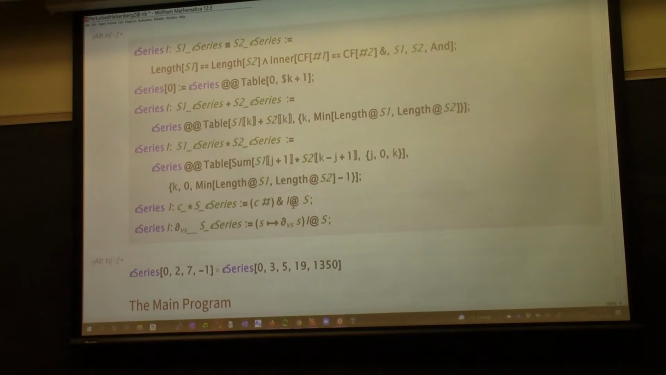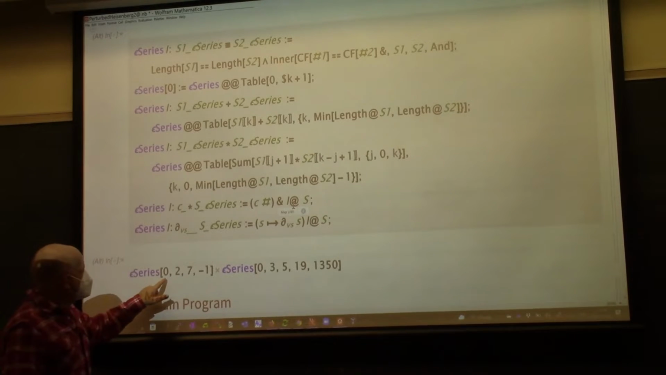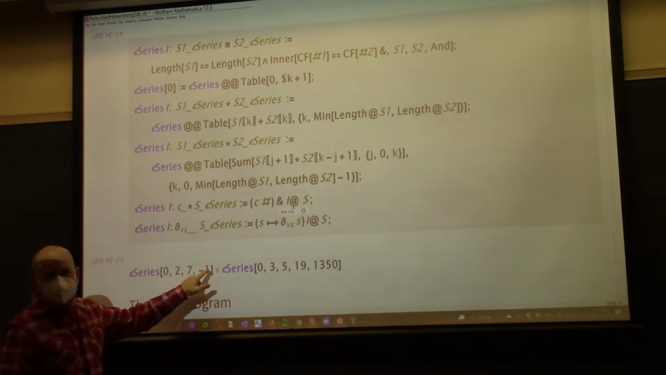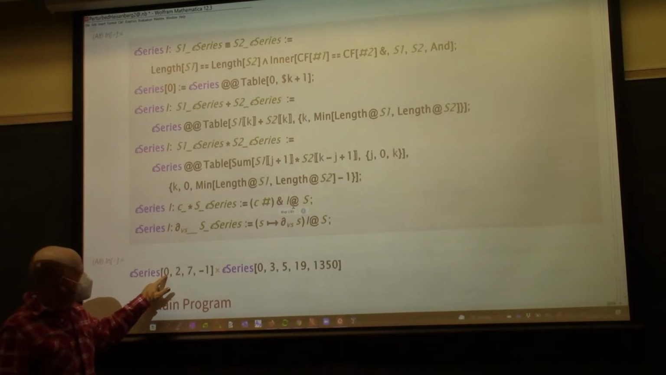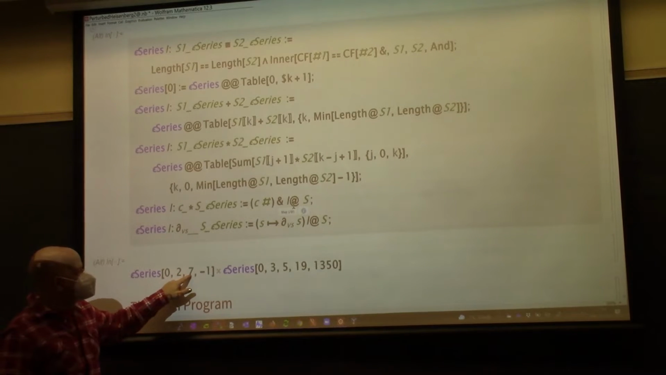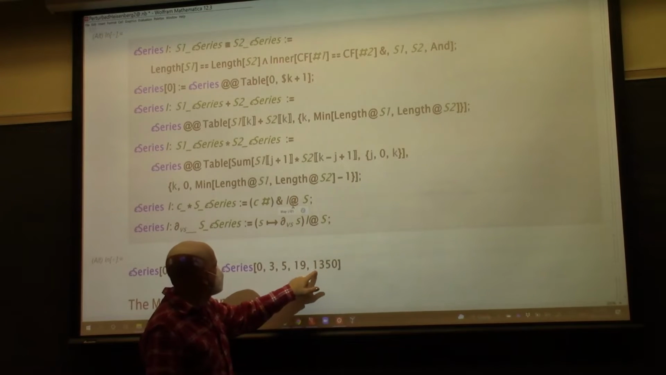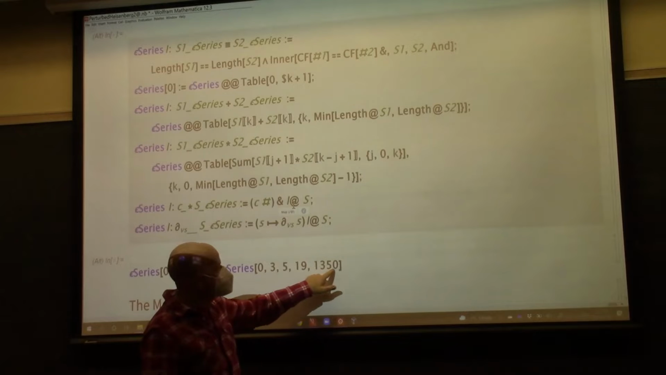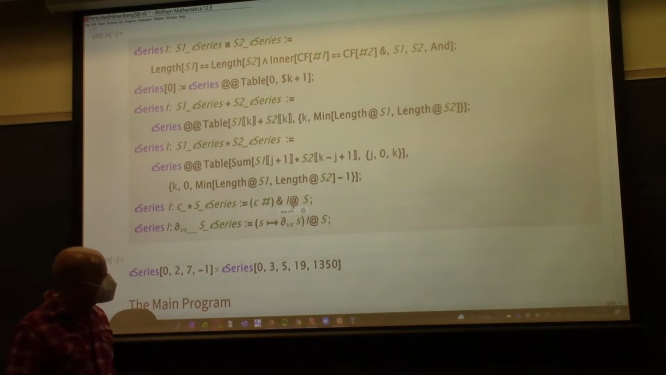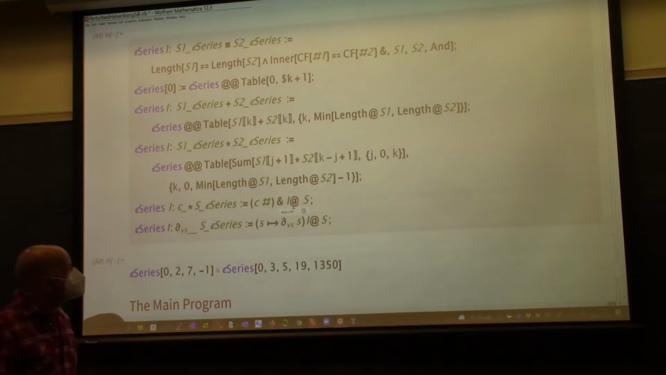So first of all, I will represent a series in epsilon by just EpsilonSeries, bracket, a list of coefficients. So this is epsilon to the 0. So the series written here is 0 plus 2 epsilon plus 7 epsilon squared minus epsilon cubed. And likewise this one, but this one gets to 1350 epsilon to the fourth. Yes, fourth. And then I need to implement all the operations.